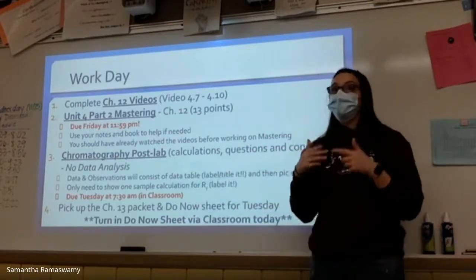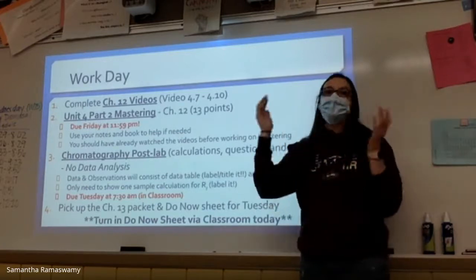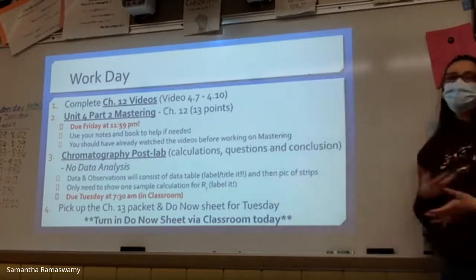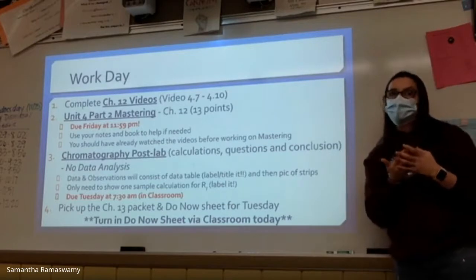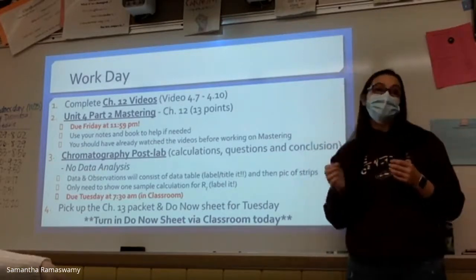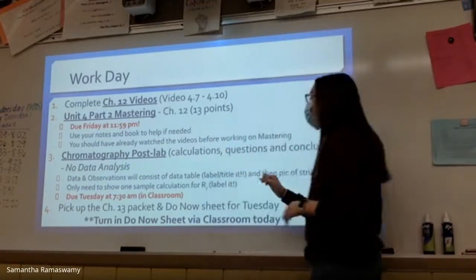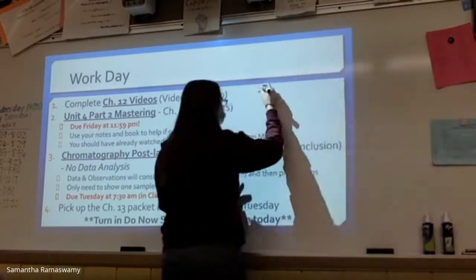Make sure you label and title it, like Data Table 1, distance values, something like that. And then you have your picture of your strips, which will get attached to Google Classroom as well. But in your lab notebook you can write, see picture for strips, something like that. And then calculations. So your calculation section will just look like this.